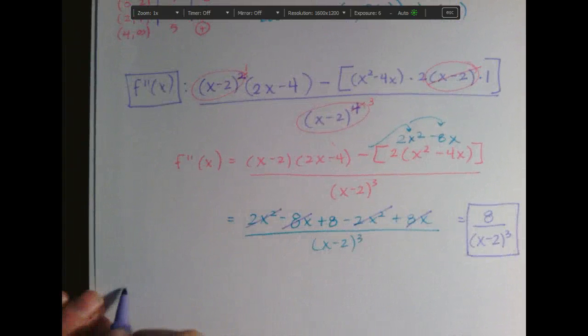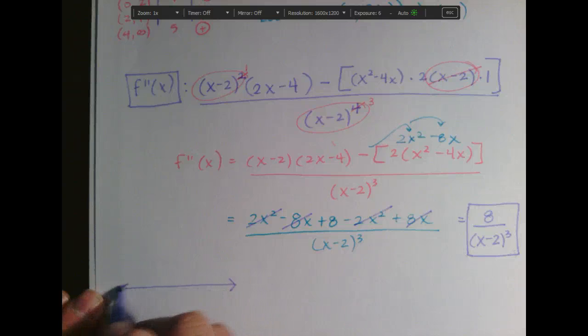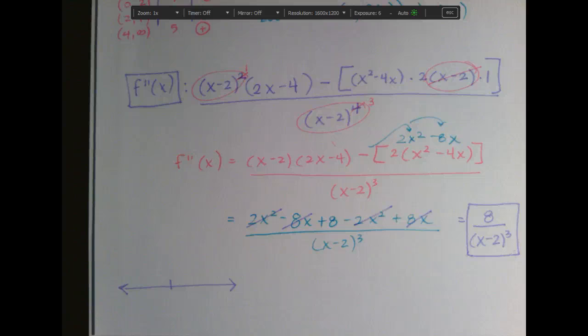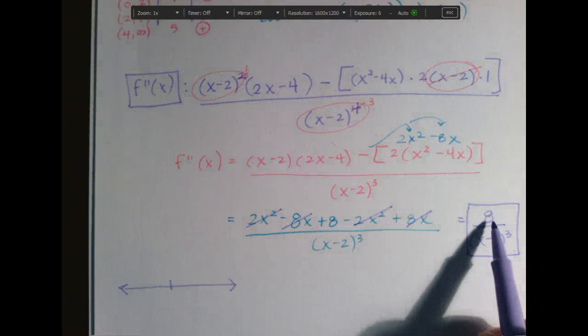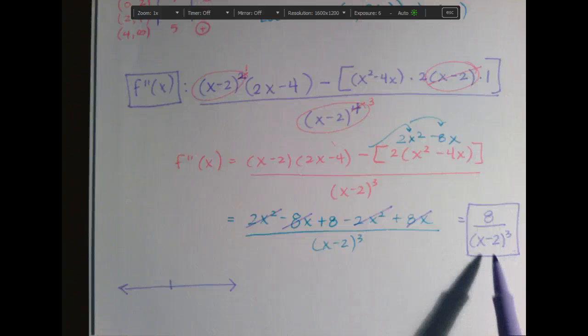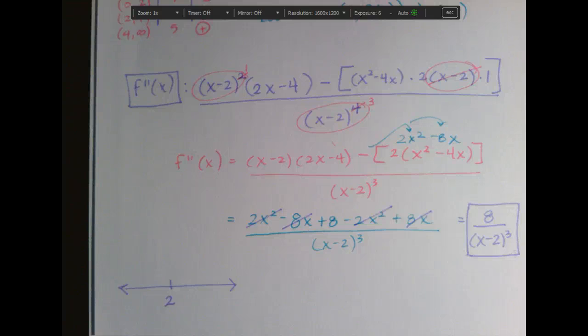So remember, the point of that second derivative was to determine if I had any inflection points, and also to figure out our intervals of concavity. So as I set this equal to 0, in my numerator there is no variable, so I'm not going to get a solution there. But in my denominator, 2 is going to be a candidate for an inflection point. I just need to test some values in order to figure out if it is or it isn't.